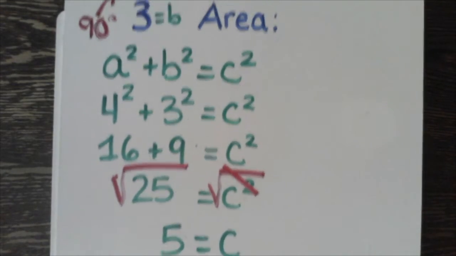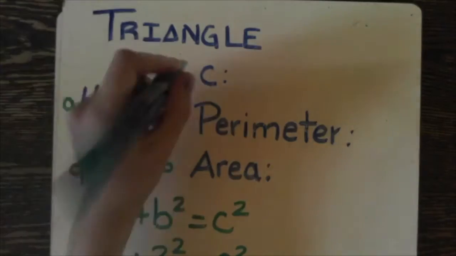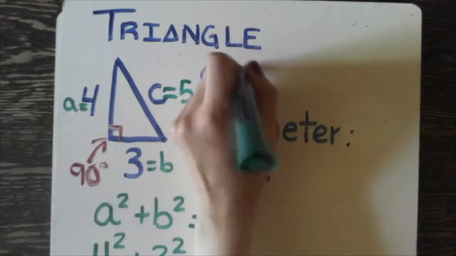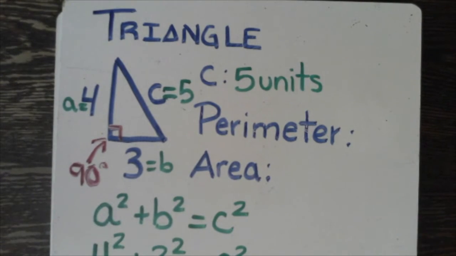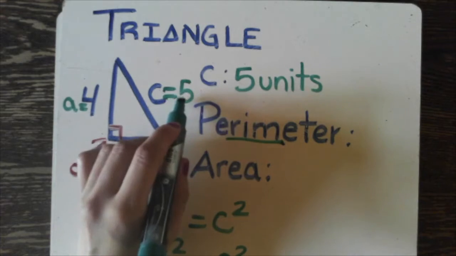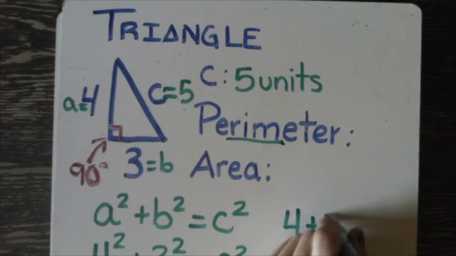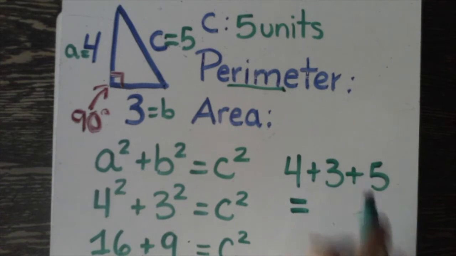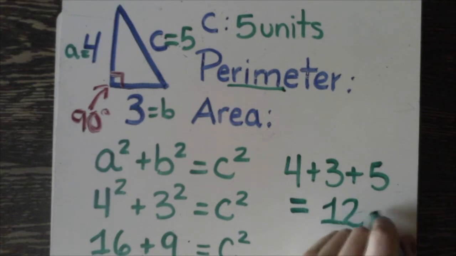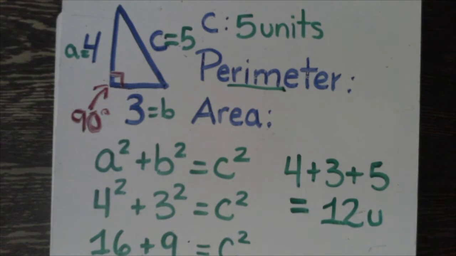The opposite of a square is a square root. So when I take the square root of 25, I am left with 5 units. Notice the square root of 25 is also negative 5, but we cannot have negative units, so we only take the positive values. Onto the perimeter, we can say 4 plus 3 plus 5, now that we have all 3 sides of our triangle. 4 plus 3 is 7, and 7 plus 5 is 12. Our perimeter is therefore 12 units.